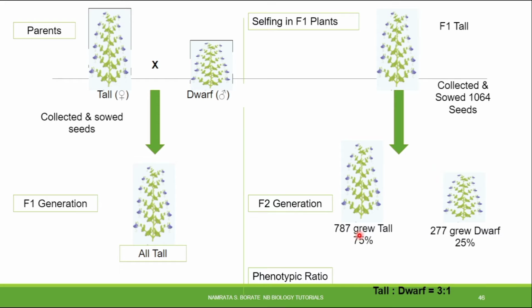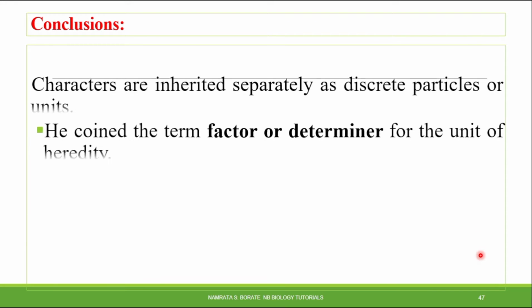Means the phenotypic ratio. Phenotype means what? That is the external appearance of an individual. Here there are 75% tall, means a 3:1 ratio. That is 25% dwarf plants. What is the conclusion of Mendel's?